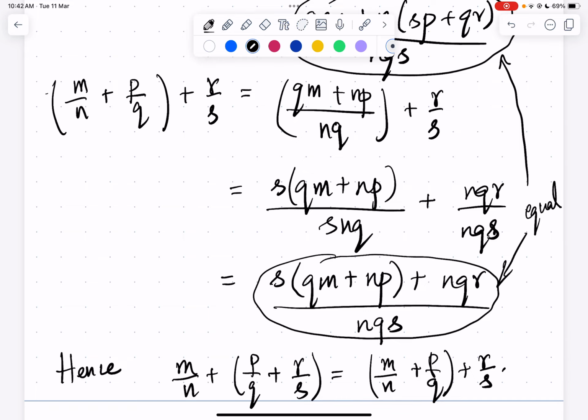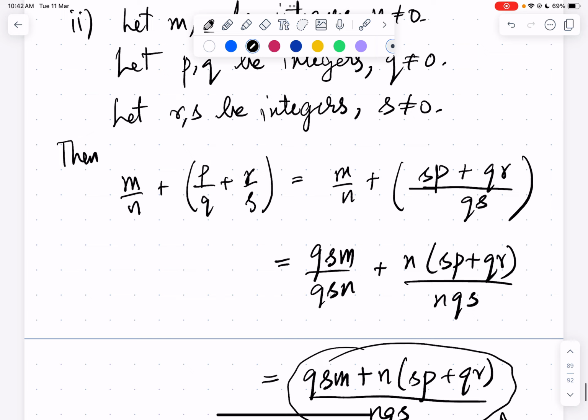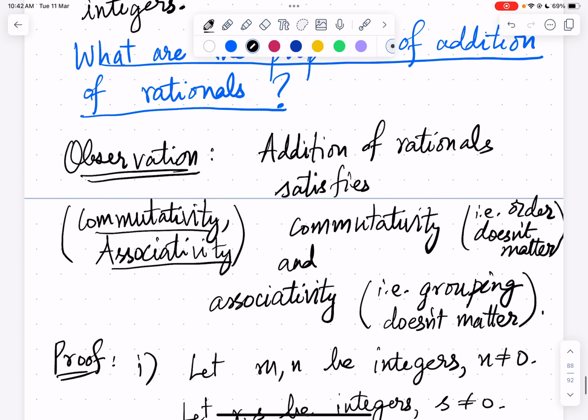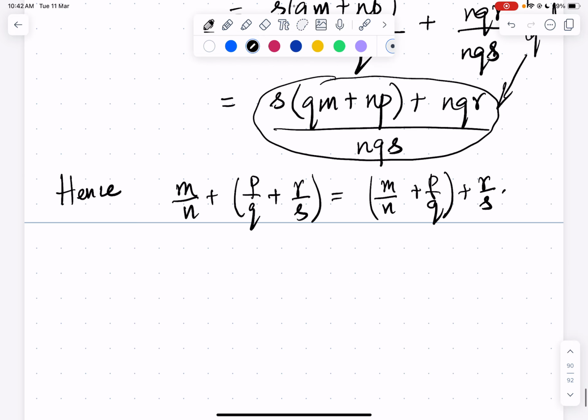So grouping doesn't matter. So addition of rationals satisfies commutativity, that is, order doesn't matter, and associativity, that is, grouping doesn't matter. So we showed these two properties.